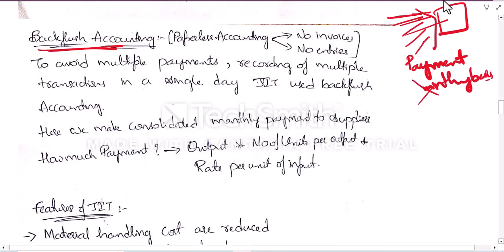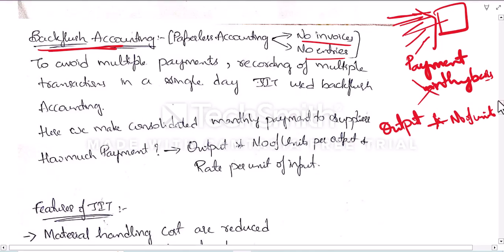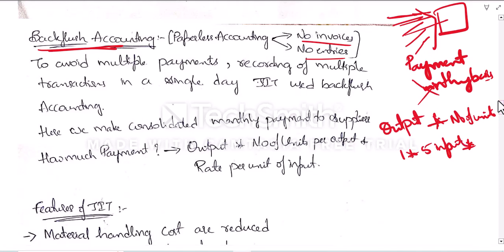But how much payment will there be? Because they will not issue the invoices, or they will not record any entries here. So how will they calculate how much to pay? We will take the output, which must be recorded properly, and we should multiply it with the number of inputs it needs per output. Okay, if one single output needs 5 inputs, 1 into 5 into the rate per unit of input. Okay, how much cost have we budgeted? It might be the 5.